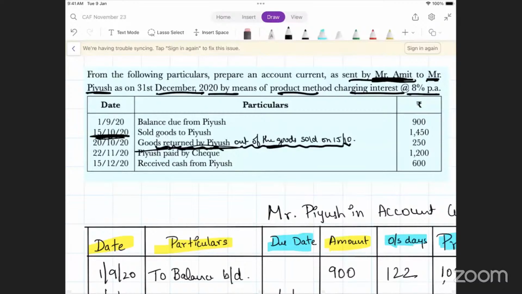It can be prepared on 30th November. It can be prepared on 31st of October also. So it is not the year-end date. 31st December is not the year-end date. So we can assume that it's a financial year question. If it's a financial year, then it will be 365 days, right? Is that clear? So it's subject to assumption.